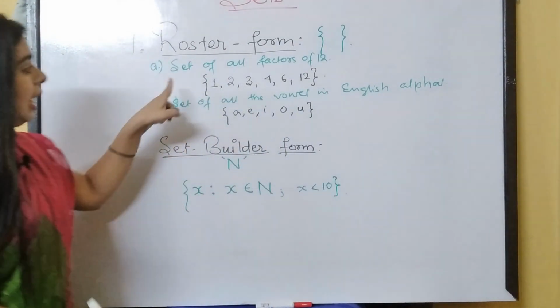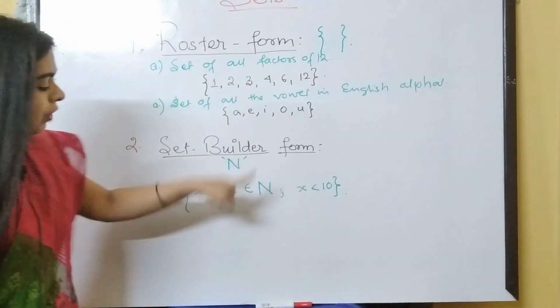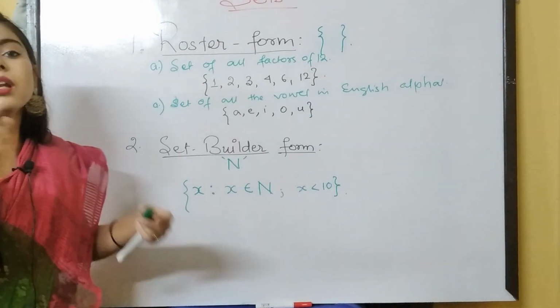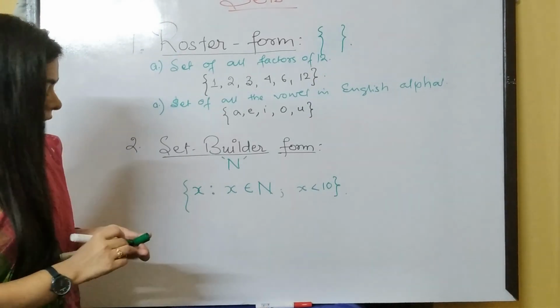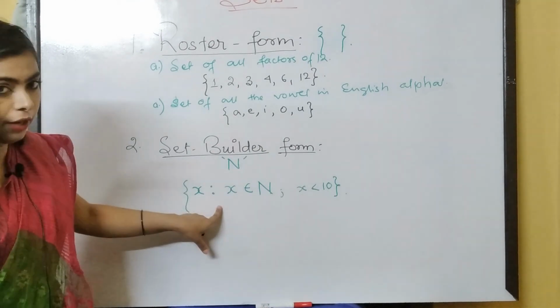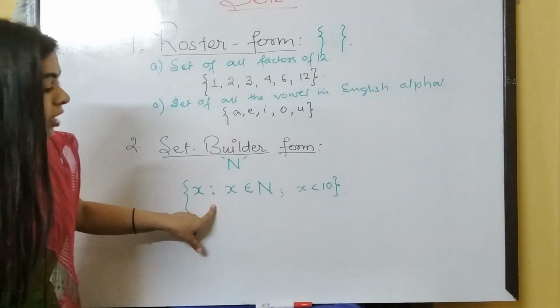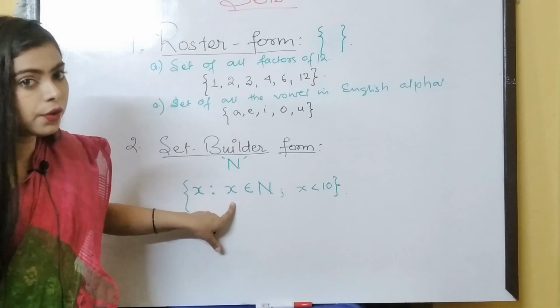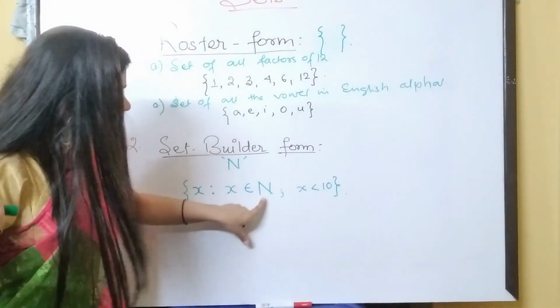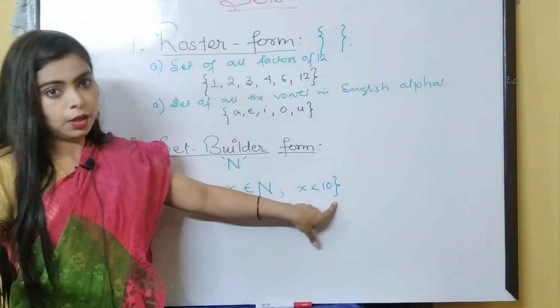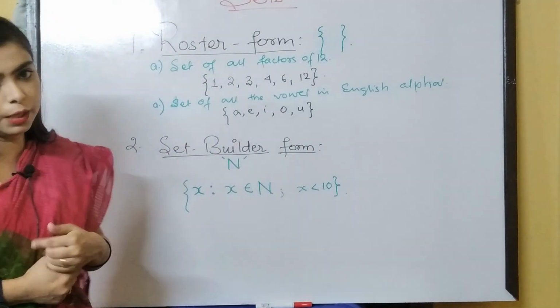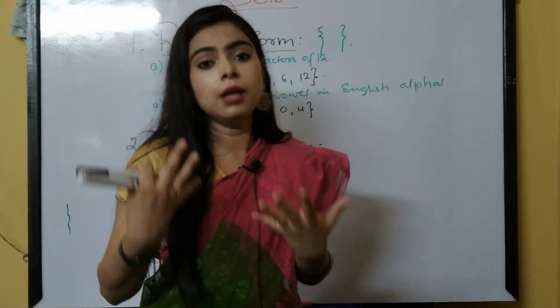So without enlisting all the numbers like this, what we are doing over here is putting it into a comprehension form. We have x such that, we are collecting it over here, x is such that x belongs to the already existing set, that is the natural numbers, and x is less than 10. So this is how we represent sets in the set builder form, and after this we will see some examples.